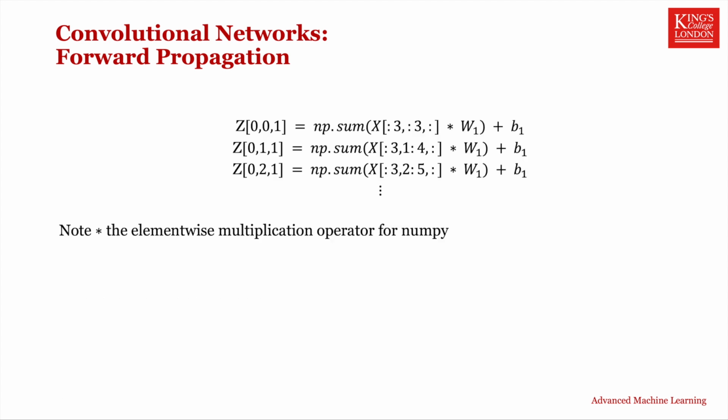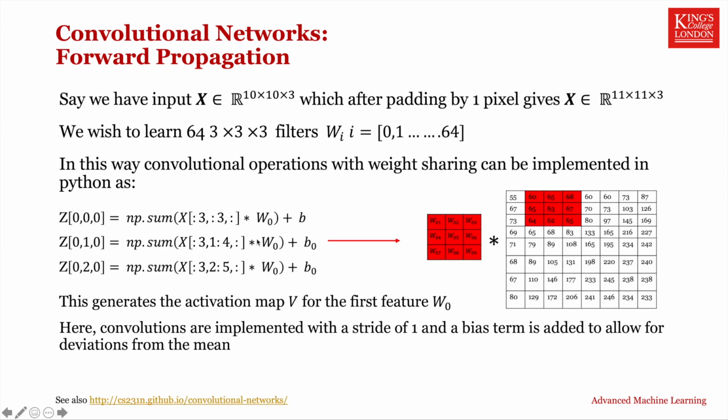This whole process then repeats for the second filter W1 and indeed all subsequent filters, where the results of the convolution for each different filter populate each of the depth channels of the output. So here the results for kernel 1 fill the first index of the third axis of Z, whereas the first kernel filled the 0th index.